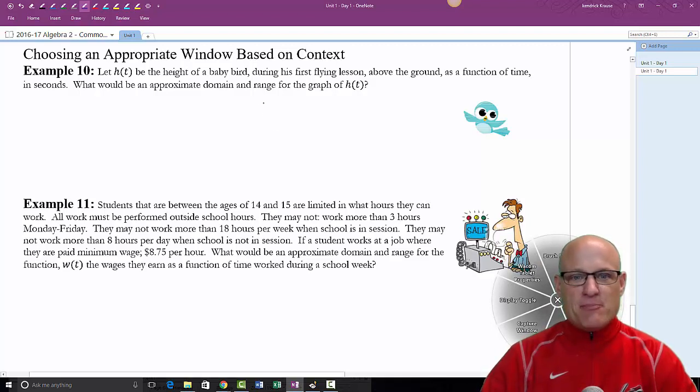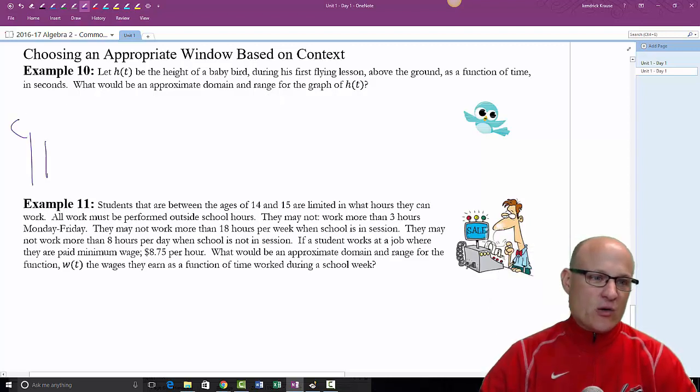Let's say we have a baby bird in its first flying lessons. Now, have you ever seen a baby bird on its first flying lessons? If this is your tree, and I know what you're thinking, why didn't you become an art teacher? I know that's what you're thinking. And this is the ground. So your bird's up here in their nest.